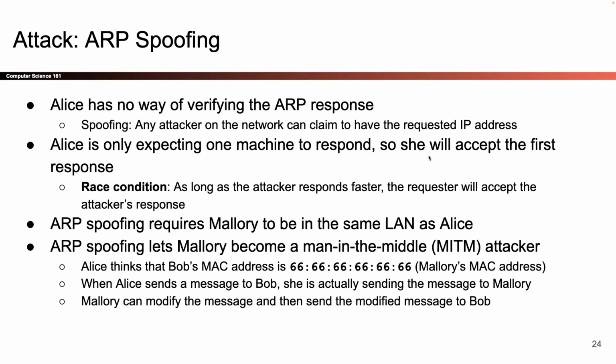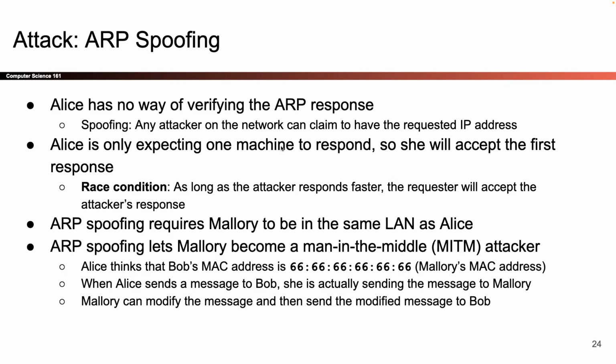Other problems are that Alice is not expecting two people to respond. If she says, who has the IP address 1.2.3.4, she expects a single response, not like 10 different responses. So she's going to accept the first response. That means that if the attacker's response shows up first, it will be accepted, and then the second one will just get thrown away, depending on implementation, but usually just ignored, right? Because you don't expect a second one. And if Bob responds first, then now the attacker's response is going to get thrown away.